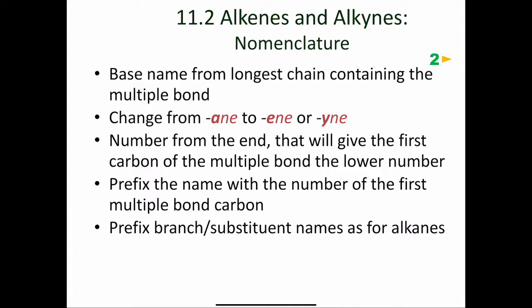To determine the name of the alkene or alkyne using the IUPAC nomenclature system, we follow a few simple rules. First, we count the number of carbon atoms in the longest continuous carbon chain containing the double bond for alkenes or containing the triple bond for alkynes. Then you name the alkane with the same number of carbon atoms, and that would be the parent compound. Next, you replace the ending -ane with -ene for an alkene or -yne for an alkyne. Next, we prefix the name with the number of the first multiple bond carbon.